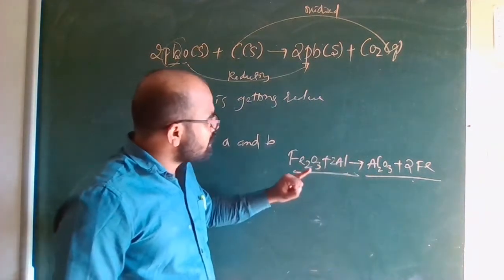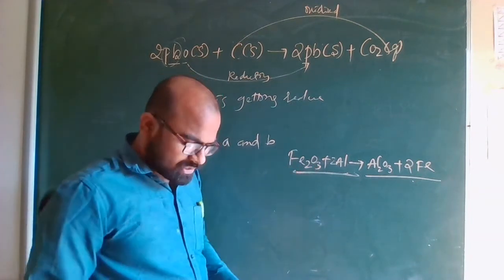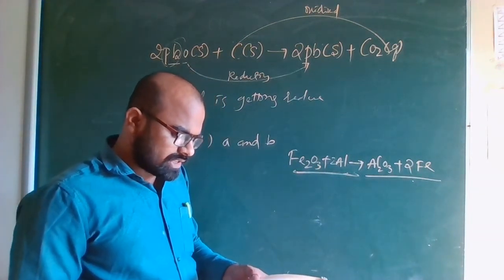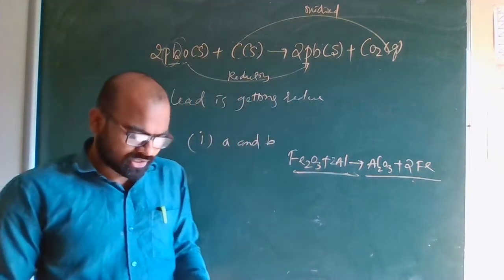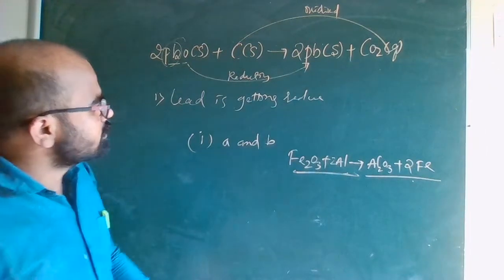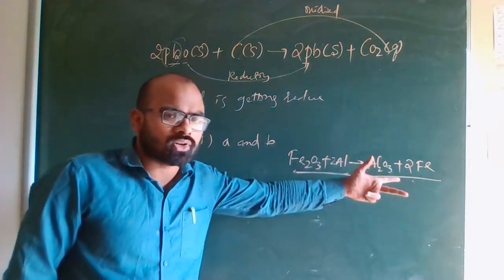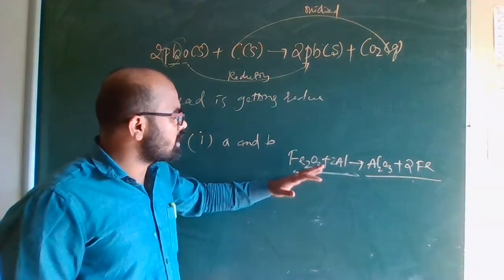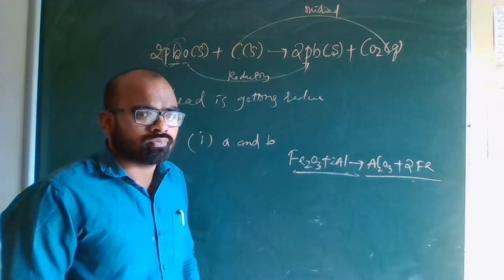Okay, see here. They have asked the above reaction is an example of which kind of reaction. Can you check here? Is it a combination reaction, A plus B, only one product? No, there are two products. One reactant and more products would be decomposition, that is also not there.